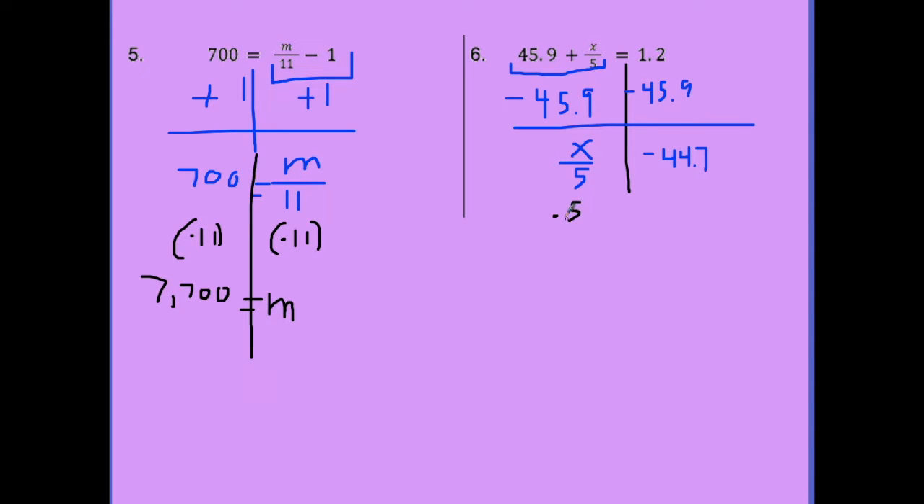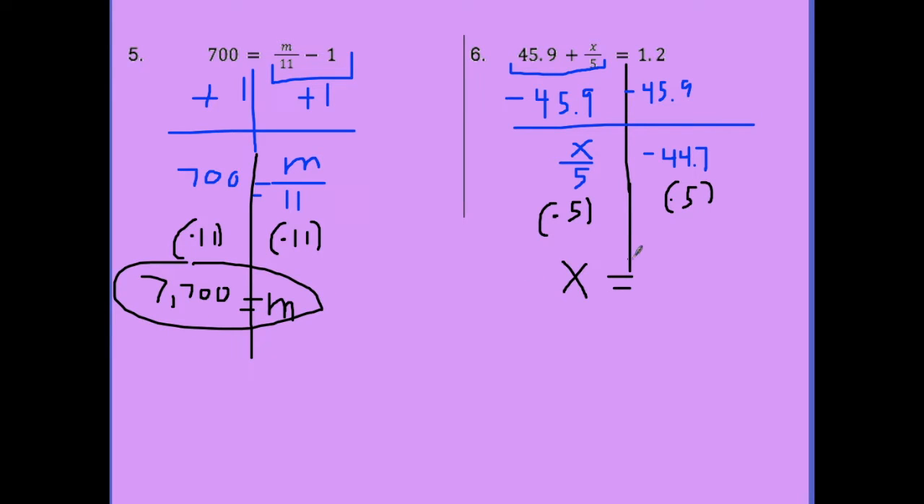Since that's divided by 5, we do times 5. And again, I'll go ahead and extend this line down a little bit. I get x equals, I forgot to circle my answer over here. X equals, and we'll multiply by 5, get negative 223 and 5/10, or 223.5. Remember that negative sign needs to stay there too.